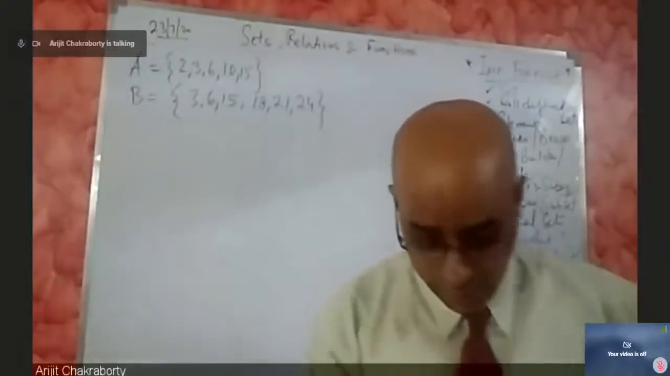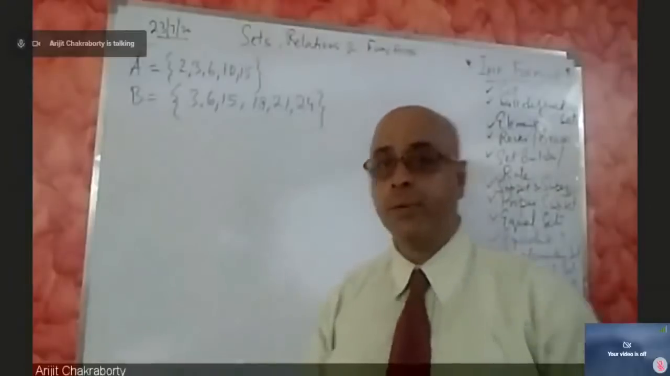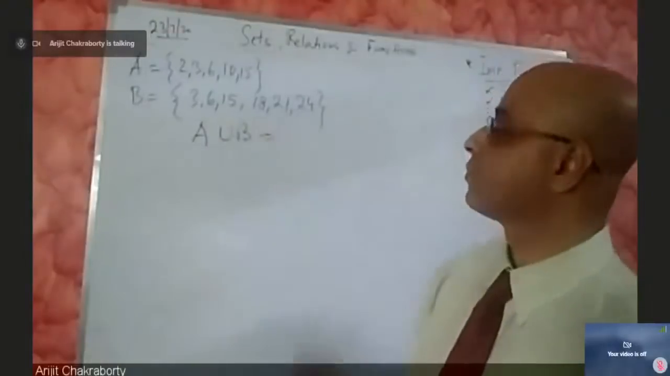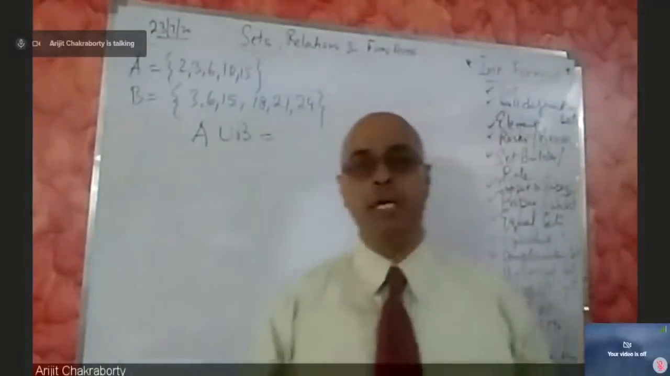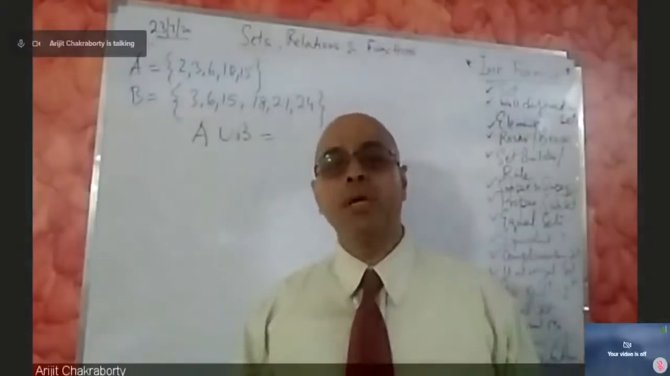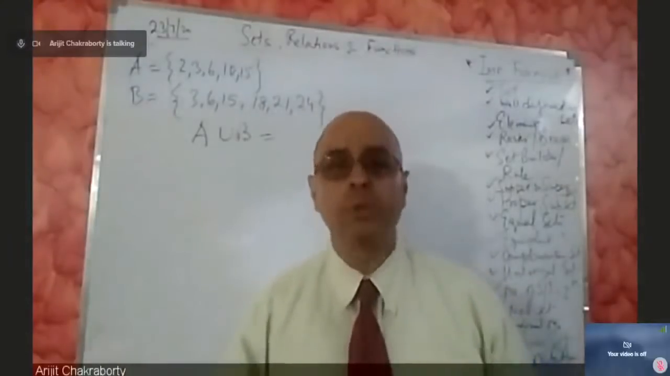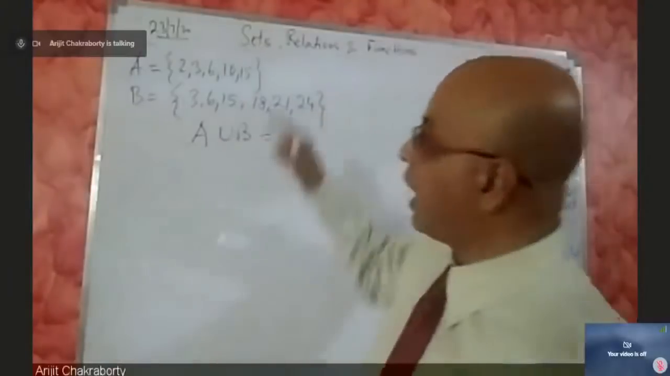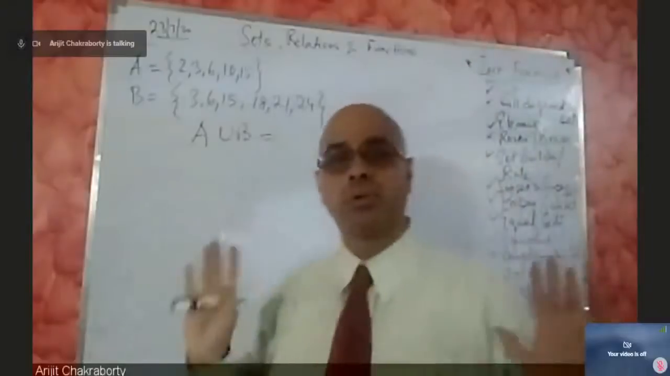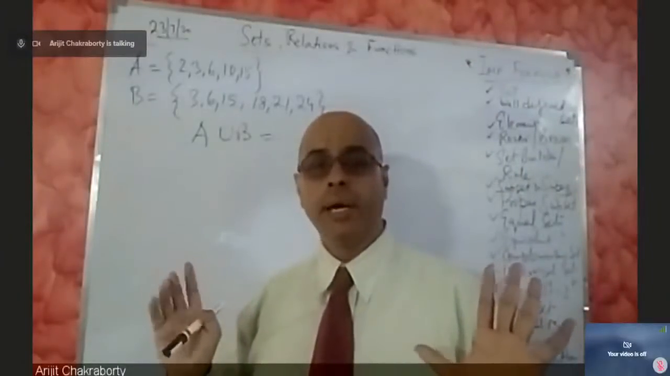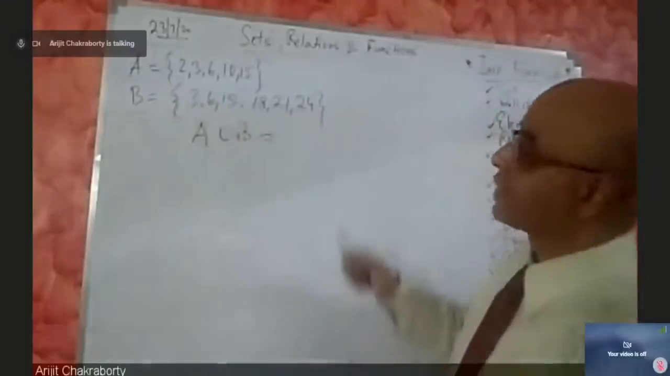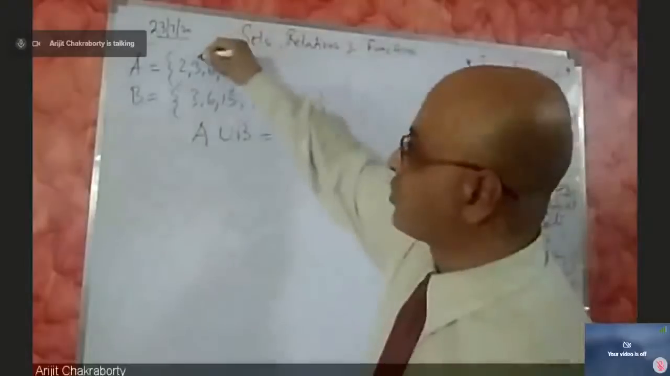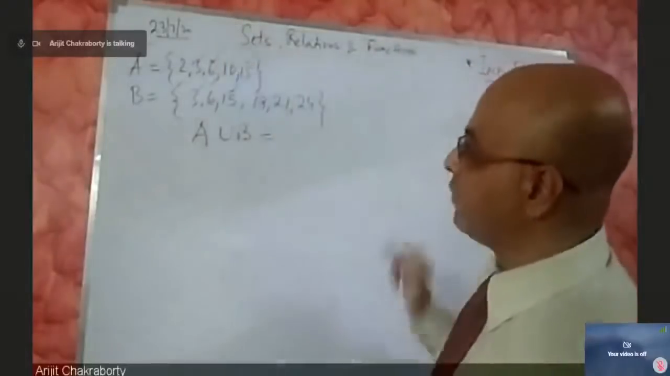I want to find out A union B. That means A plus B. A plus B or A union B means we have to create a set of elements which are there in either A or B or both. Okay, you see there are some elements here, like take the case of say 15. 15 is there here also. 6 and 3, it's there in A, it's there in B.